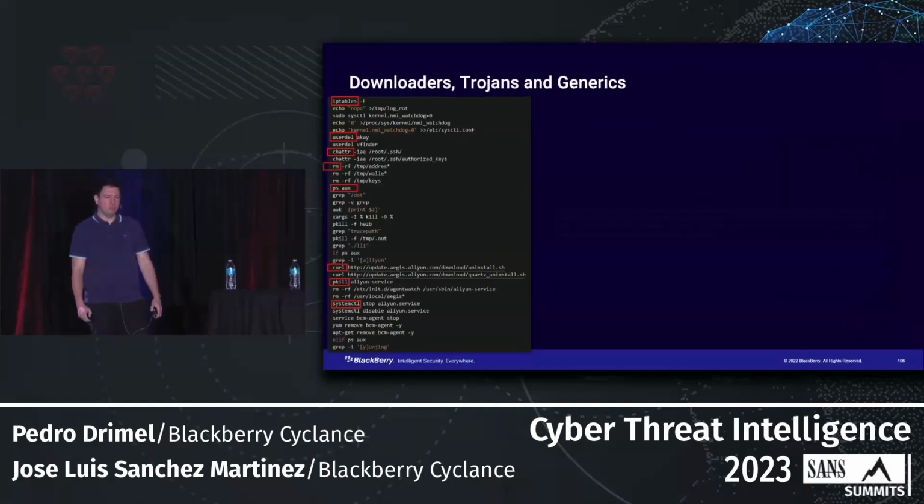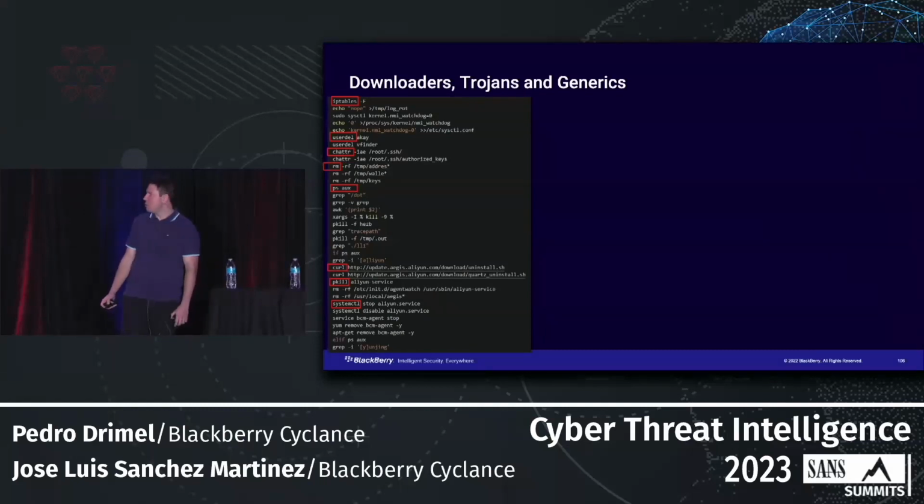Also, some generic Trojan downloaders. There are many of them. This one is using lots of GTFOBins. They use curl to download something. We've seen lots of XMRigs and generic coin miners as well. So just download something, execute it. There's nothing fancy, but it does the job.